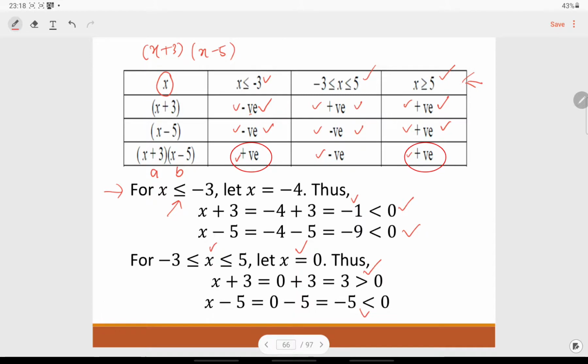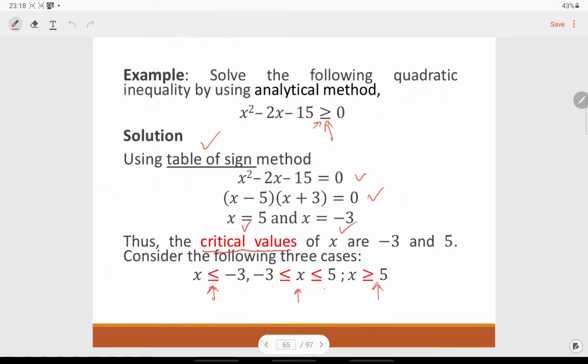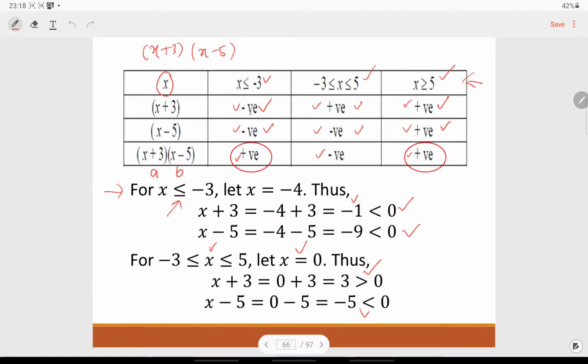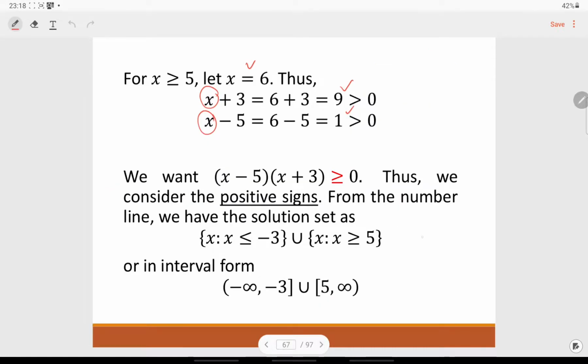Okay, so now back to our problem. Our interest is to find the values greater than or equal to 0. That means positive values. So back to our table. The positive values are given by this column and this column, that is when x is less than or equal to negative 3 and when x is greater than or equal to 5. Okay, so that gives us the answer for the given question.